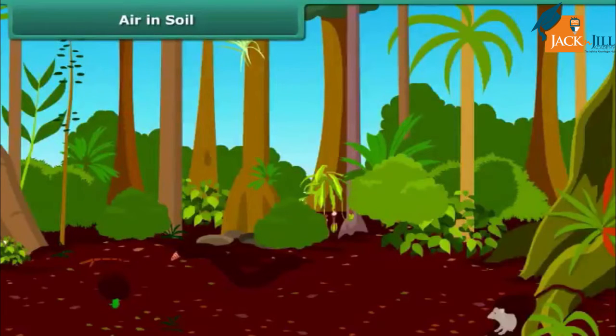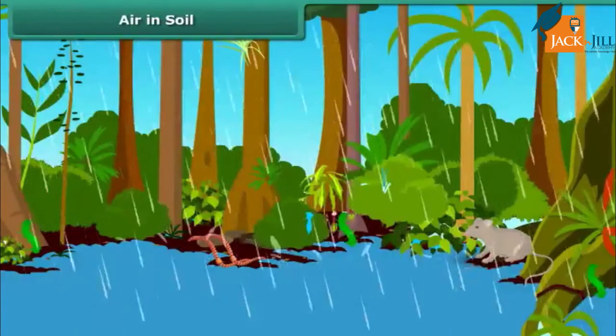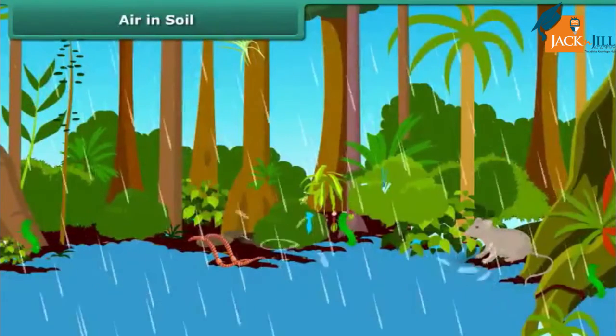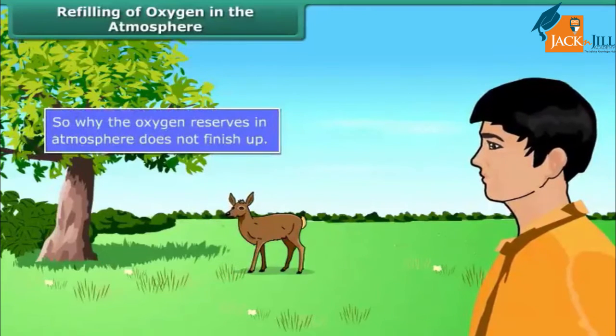The organisms living in burrows and holes of the soil use this trapped air to breathe. During rainy season, when water is filled in the burrows and holes, these animals have to come out for respiration. Several billions of humans, animals, and other organisms are consuming huge amounts of oxygen from the atmosphere every day. So why do the oxygen reserves in the atmosphere not finish up?